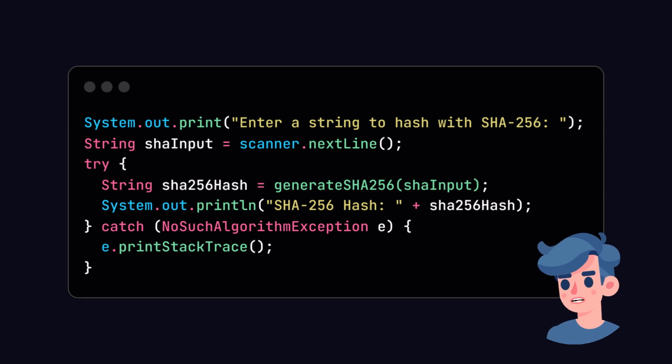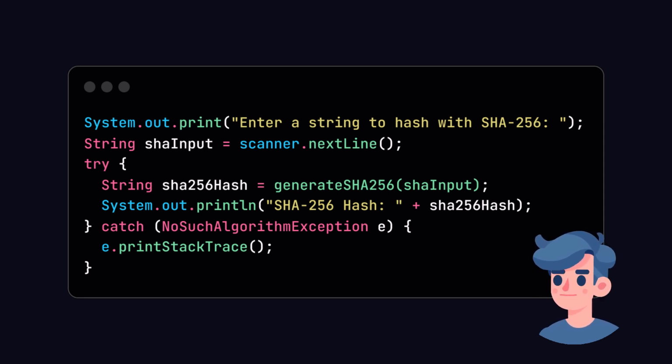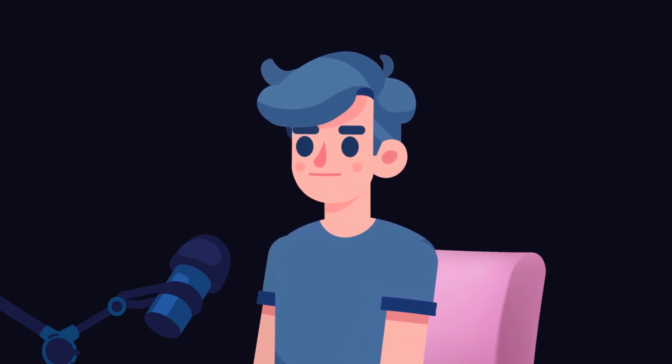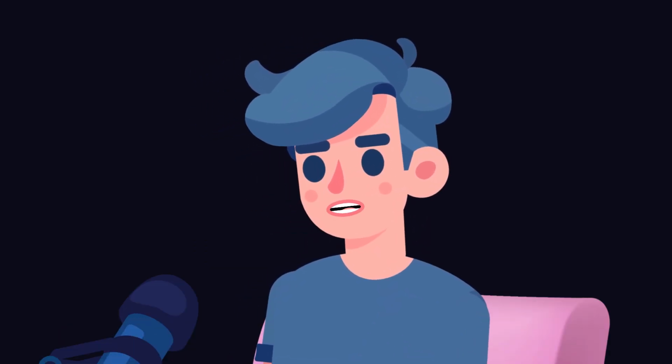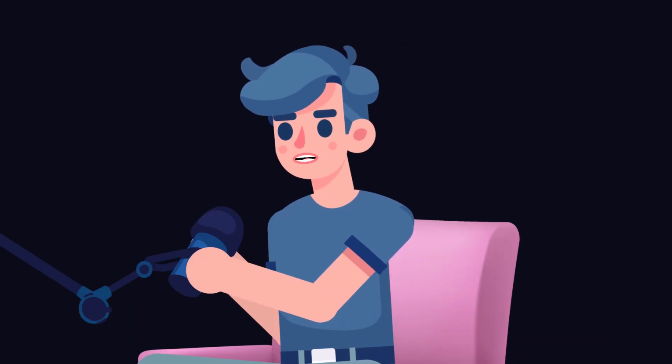To test this function, come back to the main method and add similar code as we did for MD5. Prompt the user for input, call generateSHA256, and display the output. Now that we've implemented both hash functions, let's run our program again. This time, input a string for SHA-256 when prompted. You should see the SHA-256 hash of the input string displayed. With these two functions, you've gained the ability to easily generate hashes in your Java applications.